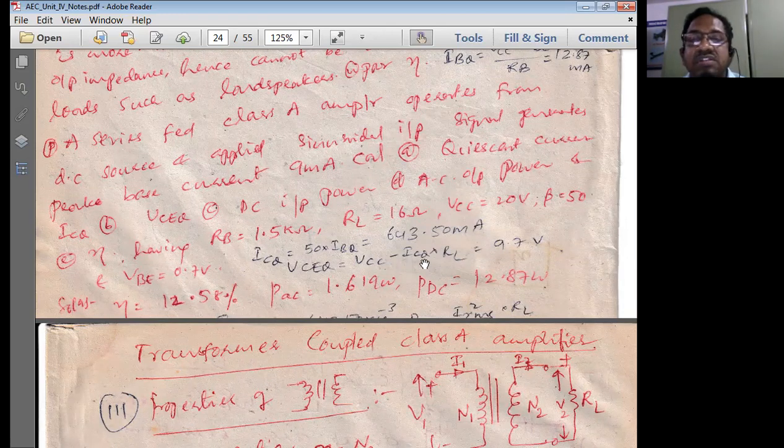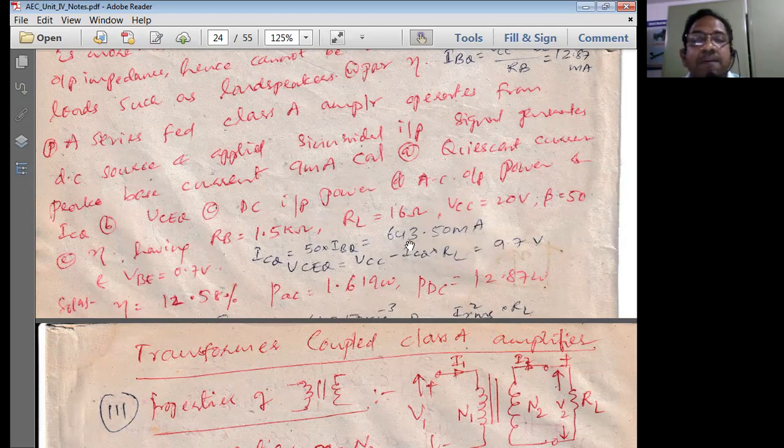Next one is VCEQ. VCEQ is equal to VCC minus ICQ into RL. VCC is 20, ICQ we just got as 643.50, and RL is given as 16 ohms, which gives 9.7 volts. That is called VCEQ. Now what is PDC? PDC is equal to VCC into ICQ.